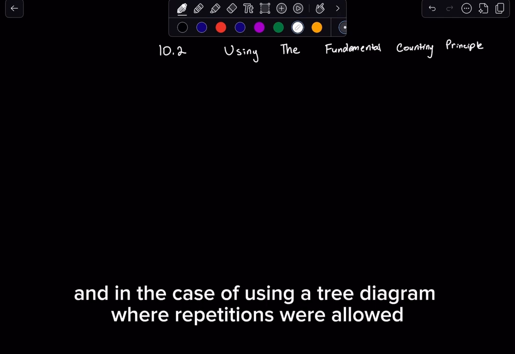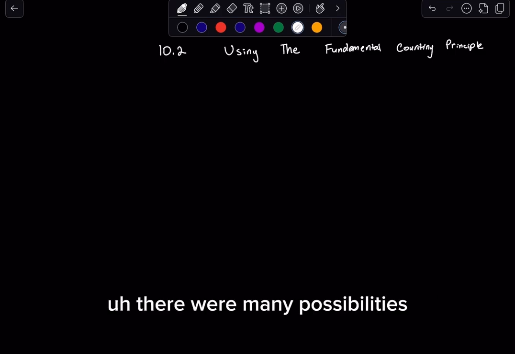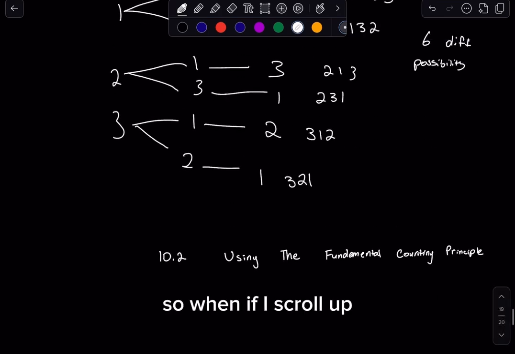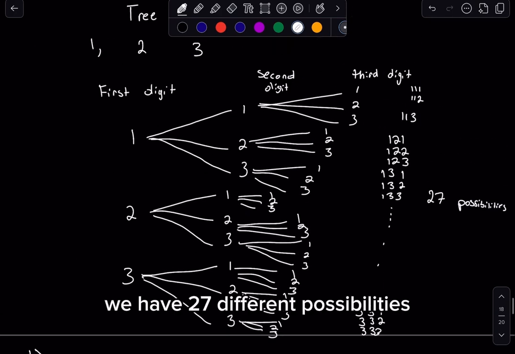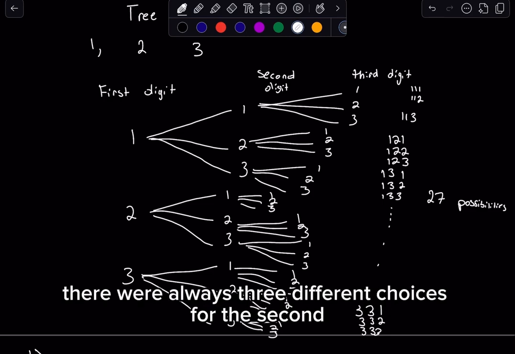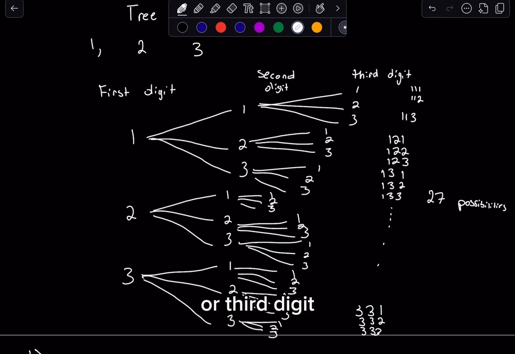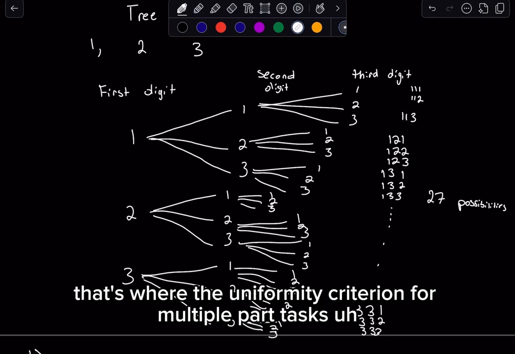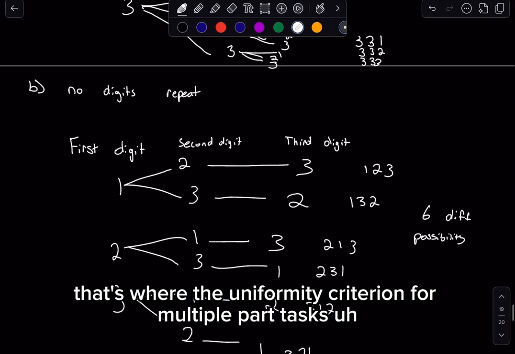And in the case of using a tree diagram where repetitions were allowed, there were many possibilities. So if I scroll up, we have 27 different possibilities. And it didn't matter what the first digit was. There were always 3 different choices for the second or third digit. That's where the uniformity criterion for multiple part tasks comes into play.